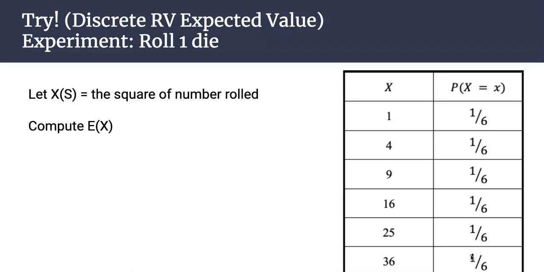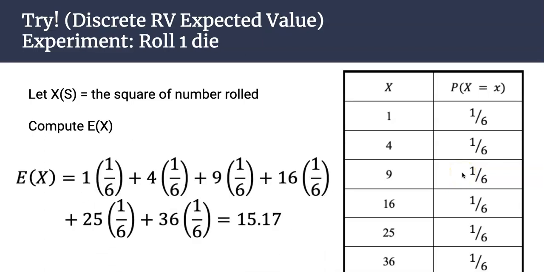And you can do this in a single line. You don't have to really create a big table to do it. All you're going to do is you're going to do 1 times 1 over 6 plus 4 times 1 over 6 plus 9 times 1 over 6 and so on. So if you do that, the expected value, the average, now listen, it doesn't have to come out to be a whole number. Notice the expected value came out to be a decimal, 15.17, because it is the average that we are expecting when we keep on doing this.